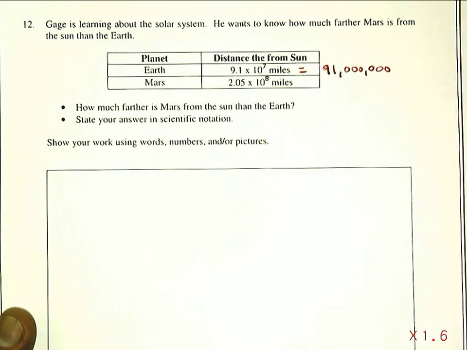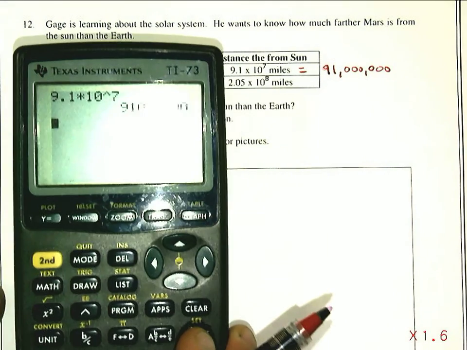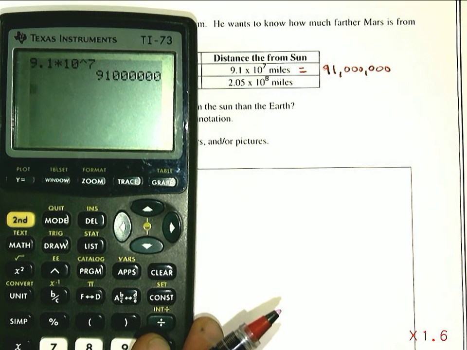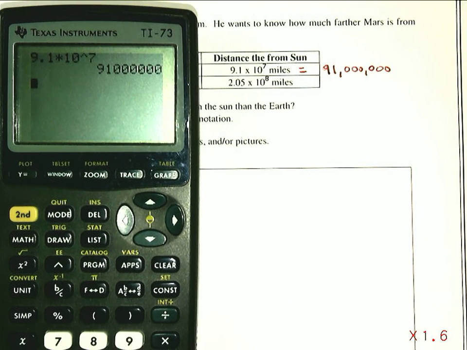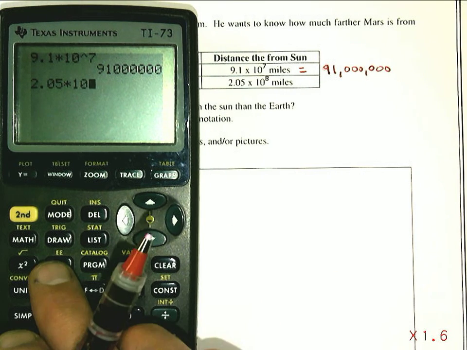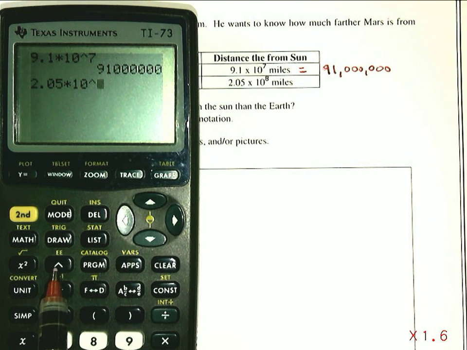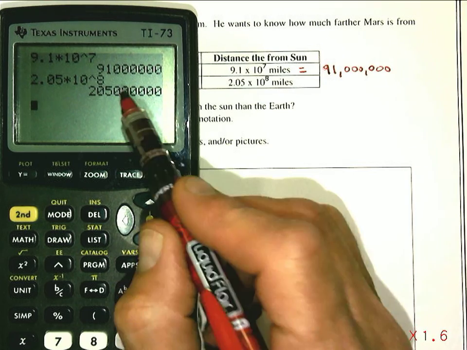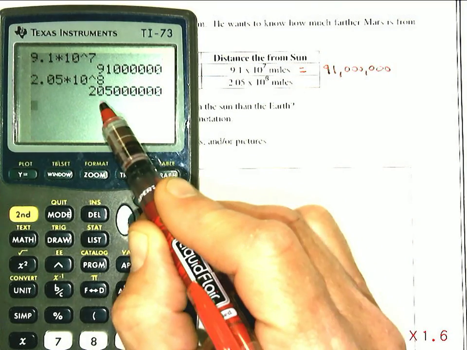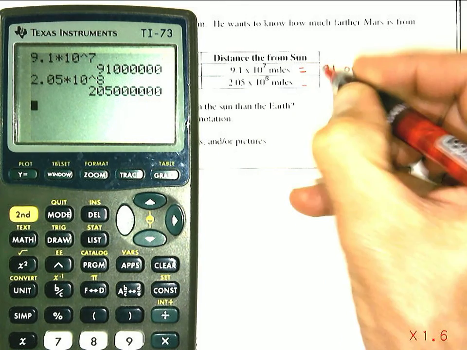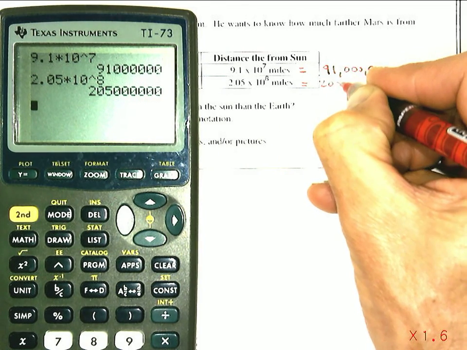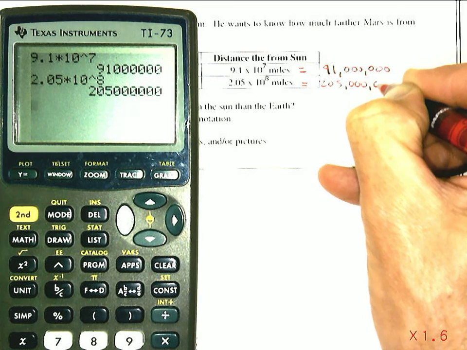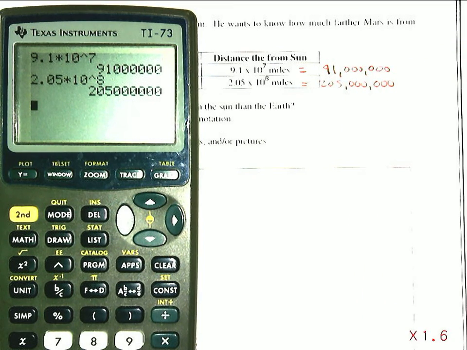And we could do the same thing with the 2.05. We could put it in the calculator as 2.05 times 10, and use this up arrow key, 10 to the 8th power, and we can see that that's now 205 million. There's 6 zeros there, and then the 205, so I'm going to write that in standard form: 205 million miles. That's how far Mars is from the sun.